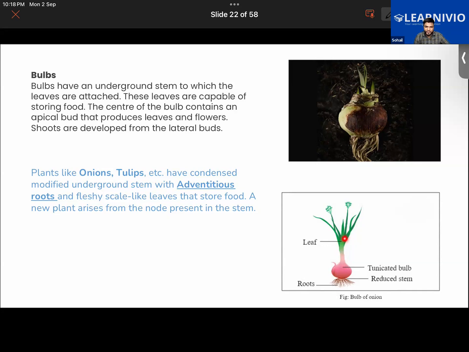Onions also, in fact, bear flower-looking structures. Now, in fact, they are very beautiful. I had this at home.